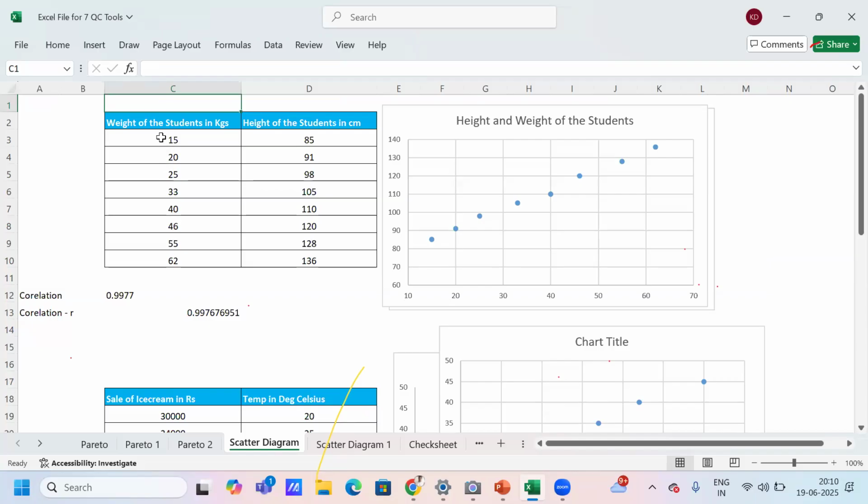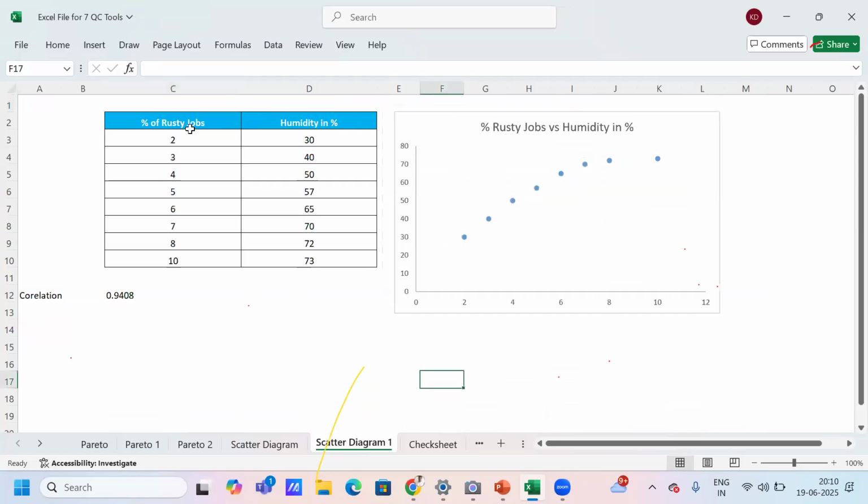When to use a scatter diagram, I will explain. For example, suppose this is the scatter diagram of an industry: percentage of rusty jobs and humidity in percentage. Suppose humidity increases and my percentage of rust increases. Now I plot a scatter diagram and my R value is 0.94. What does it mean? In quality, I can take a call that when humidity increases, I will get more rejection of rusty jobs, because there is a strong positive correlation.